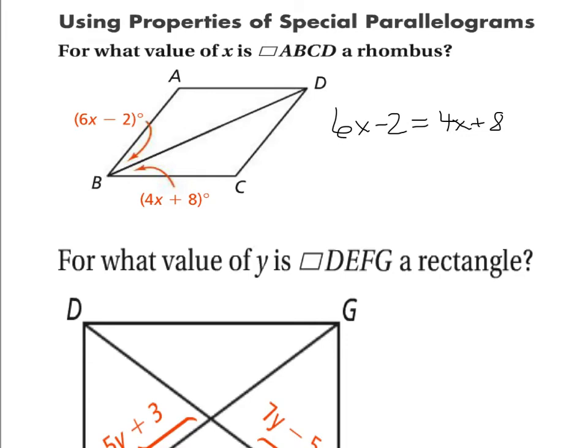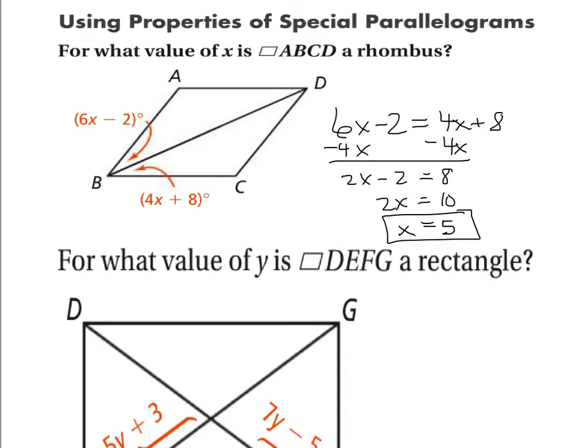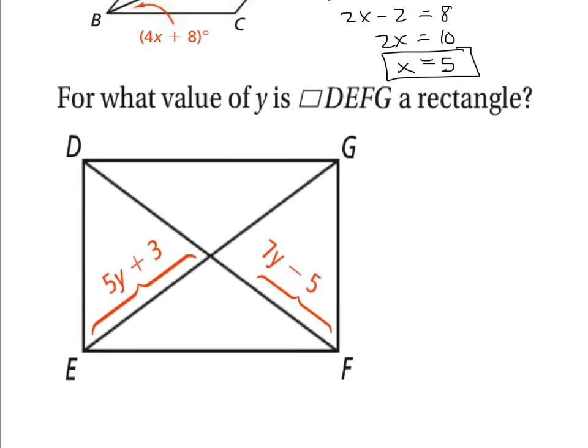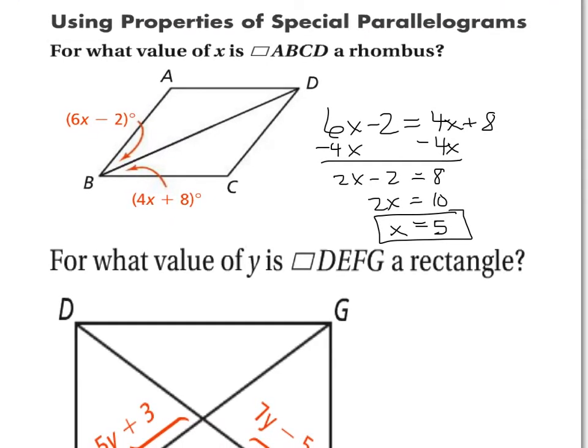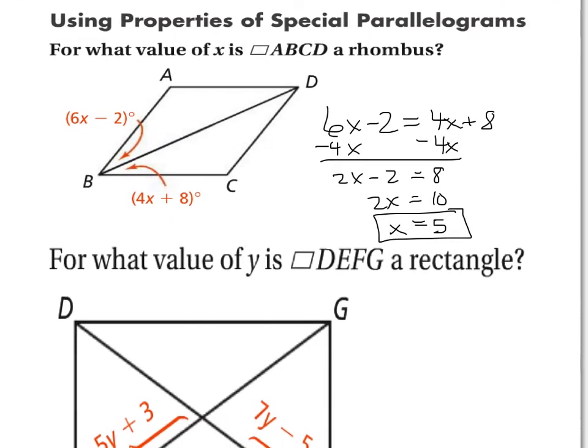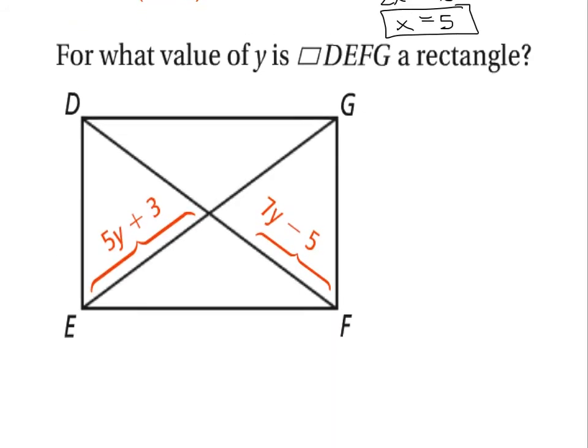Okay, and when I subtract 4x from each side to solve this, I get 2x minus 2 equals 8. If I add 2, 2x equals 10, and if I divide by 2, x is going to equal 5. So you know that the diagonal of a parallelogram, in this case, if it's a rhombus, is going to bisect the angles. Let's take a look at the second one now.